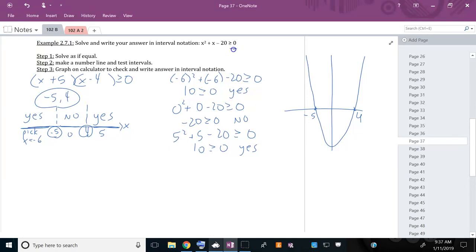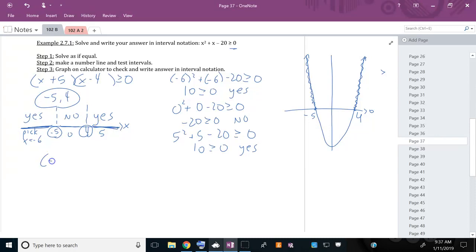Now, we want greater than 0. Here's 0, so where is it greater than? Well, it should be above the x-axis. So the places it's above are over here on the left, and then over here on the right. And that's exactly what we got here. We got the left interval and the right interval.